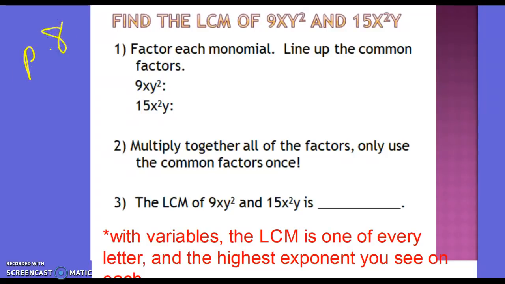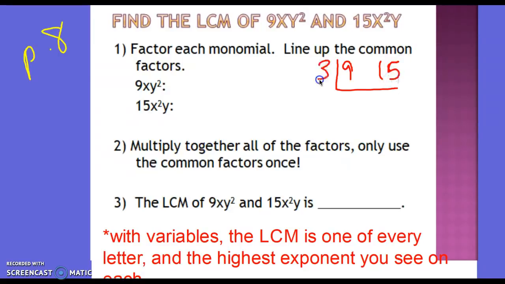Let's look at this example. It says factor each monomial, line up the common factors. So first of all, let's do 9 and 18. And let's try our divide down method, because that one goes pretty quickly. Some of you may already know the answer. I'm sorry, I messed up. It's not 18, it's 15. I think I've done that quite a bit lately here. 9 and 15. So let's do the divide down method.